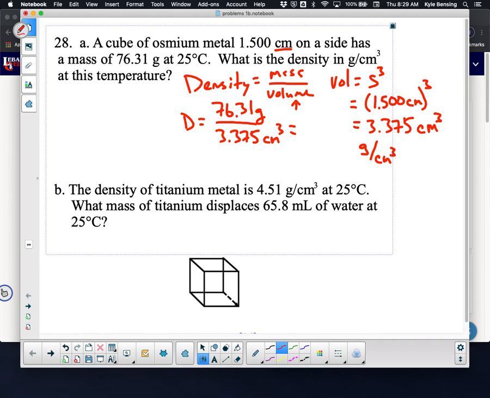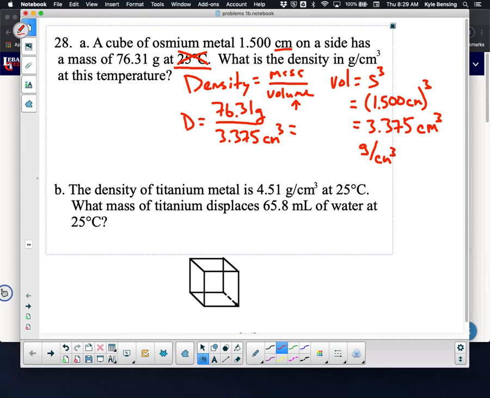Notice that lots of times it will say something like at 25 degrees Celsius, and because it's a number, it makes you believe that it's actually important to this problem, but it's not. So we don't need to pay attention to the temperature. There will be problems where we'll need to pay attention to temperature, but not these problems, not the density problems.